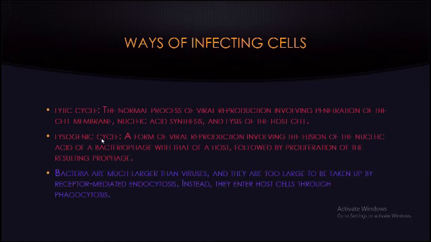While lysogenic cycle is a form of viral reproduction involving the fusion of nucleic acid of a bacteriophage with that of a host, followed by the proliferation of the resulting prophage. This means that in the lysogenic cycle, the virus attaches itself to the membrane, the same way that the lytic cycle did.